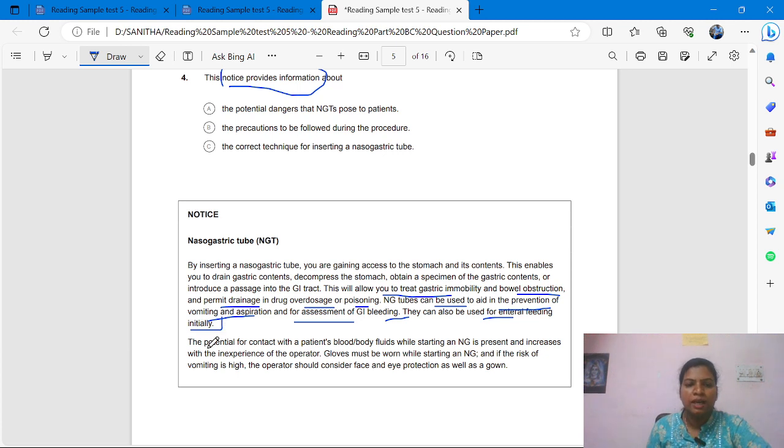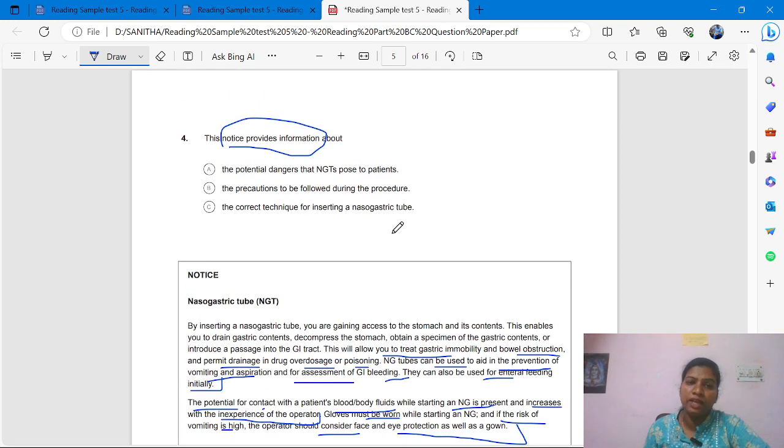Okay. The potential for contact with a patient's blood or body fluids while starting an NG is present and increases with inexperience of the operator. Gloves must be worn while starting an NG, and if the risk of vomiting is high, the operator should consider face and eye protection as well as a gown. Okay, then we have to read the options.